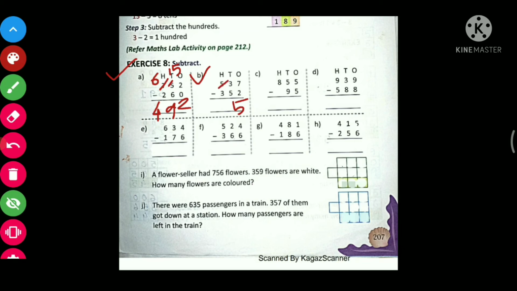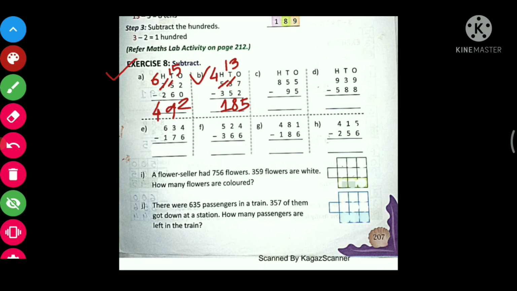So it will borrow 1 from the 100 place. This 100 place value will reduce by 1, and it will become 4. And now this 3 will become 13. Now 13 minus 5, how much will it be? 8, right? Now 4 minus 3, how much will it be? 1. So your answer will be what?